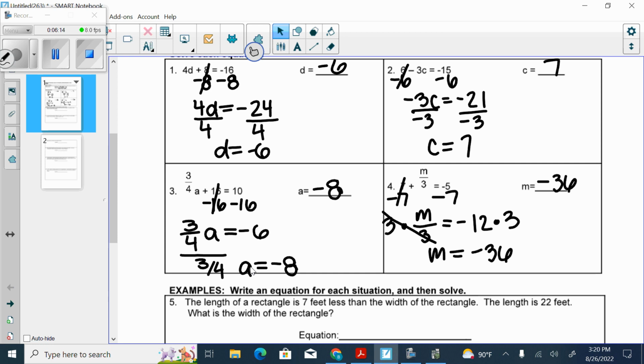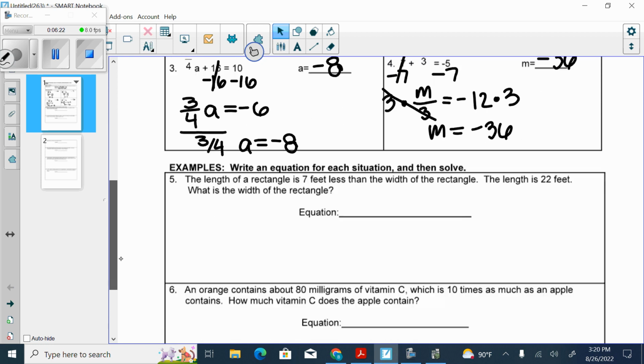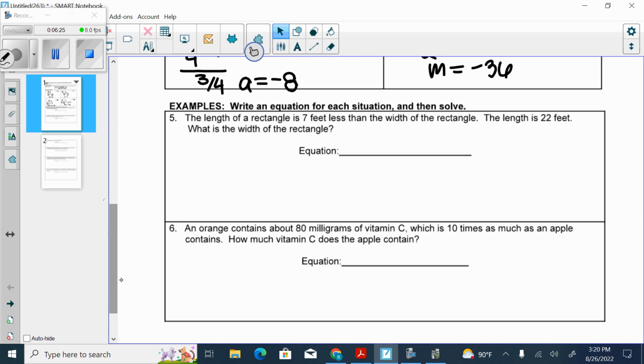Okay. Then we have a few examples where we're going to write the equation and then solve it. Okay. So let's look at example number 5. It says write an equation for each situation, then solve. The length of a rectangle is 7 feet less than the width of the rectangle. The length is 22 feet. Okay. Well, from their words right here, they said length is. When I see that word is, what do I need? Right. So right now, length equals is what we've read so far, right?